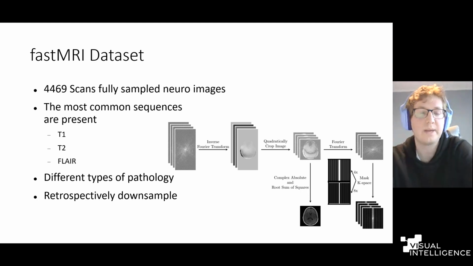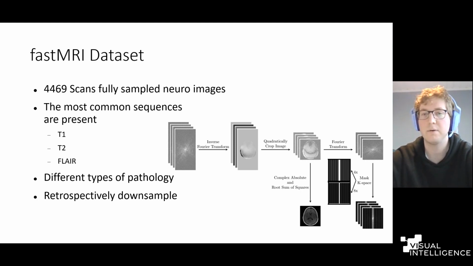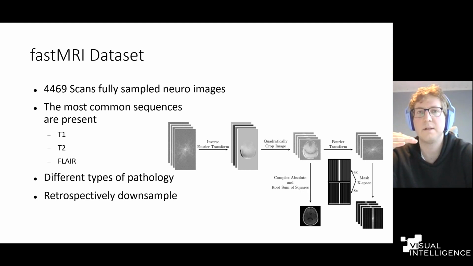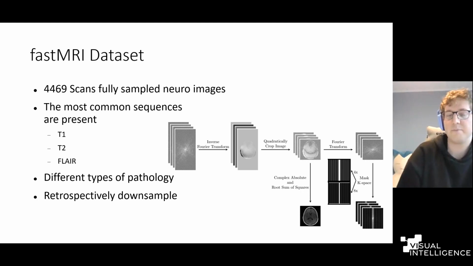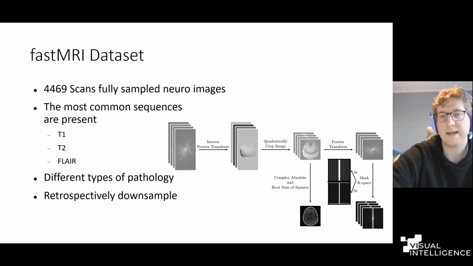The way we train the model, or the way we use the data, is that since the data is fully sampled, we can simulate how the scanner would downsample the data. First, we start with the k-space data. We use the inverse Fourier transform just to crop out empty regions, because the images are quite large. They can be like 700 times 300 in height and width, so it will use a lot of memory. So you have to try to reduce it where you can.